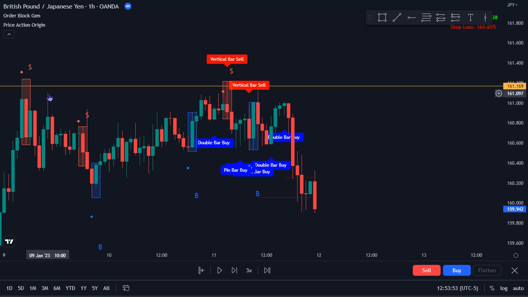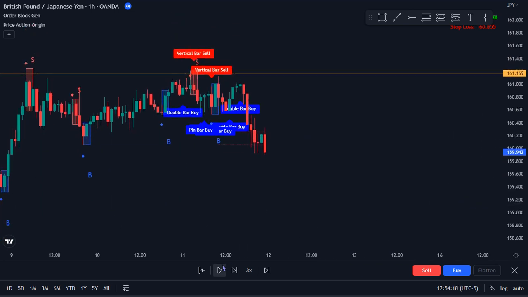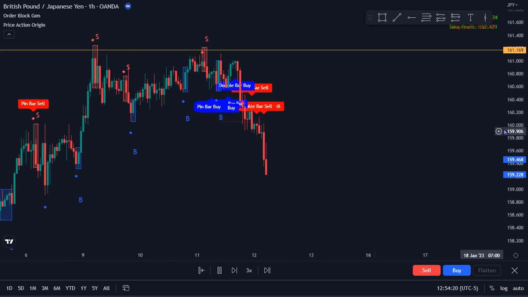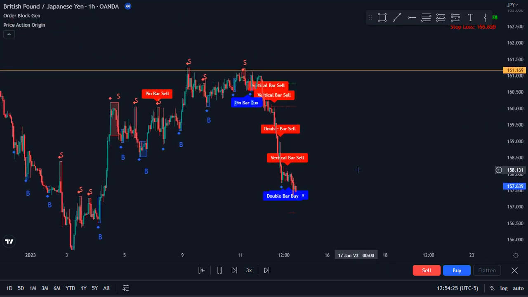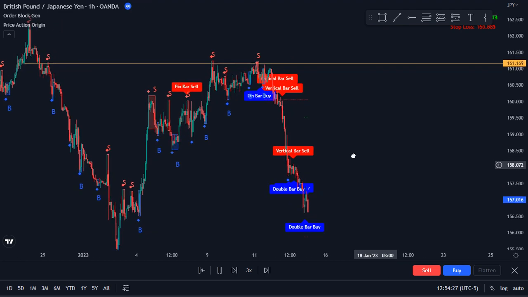If you haven't already gotten in by here, you can sit through some of the consolidation if you have the patience for that. But then here, a bearish order block forms again as it's hitting the 4-hour order block. Vertical bar sell, breaks below it, closes below the order block, comes back up, retests it, and then just continues to fall very quickly. So that's how we could have gotten in the sell here.